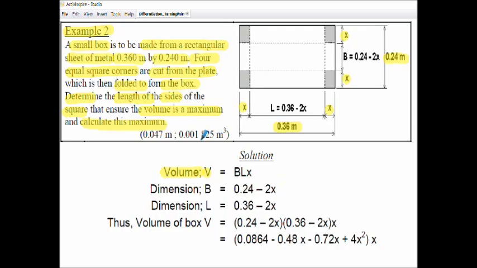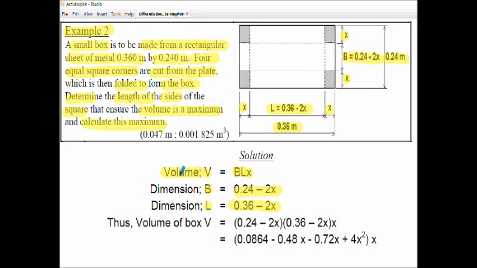Now using my symbols, the volume would be B times L, that would be the area, if you like, of the base of the box we're forming, and then x in this case would be the height of the box. So B times L times x would give me the volume of the box. Again, from the diagram above, the dimension B in this case is going to be 0.24 take away 2x, so x take away x here gives me the 0.24 take away 2x, and then the length dimension from above would give me 0.36 take away 2x. Again, think that through for yourself above how we get these equations, but that's how we get the B expression in terms of x and the L expression in terms of x.